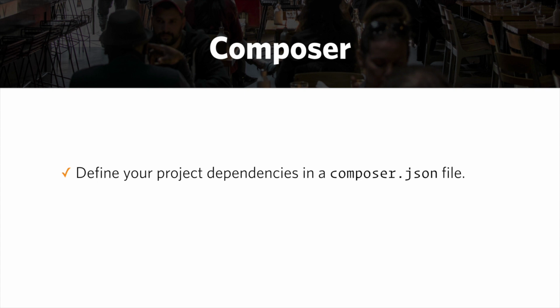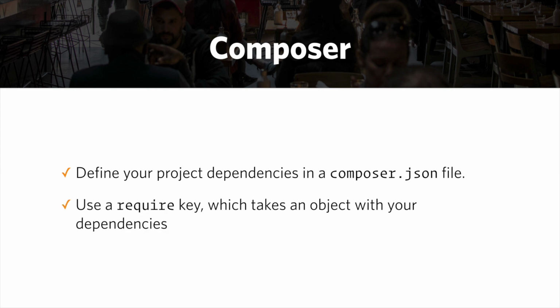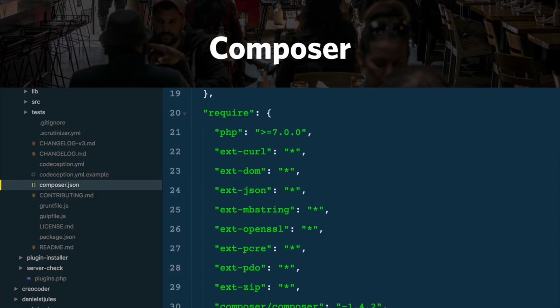So here's how it works in a quick overview. You define your project dependencies in a composer.json file. You use a require key, which takes an object with your dependencies. And you can see that here in the composer.json file, I have a require key, and then I have some objects, like PHP greater than or equal to 7.0.0. This is the one from Craft itself. So it defines all of these and makes sure that they are installed so the application runs properly.